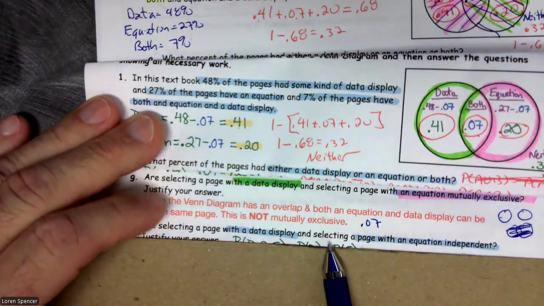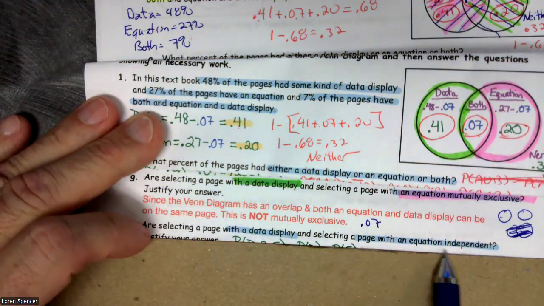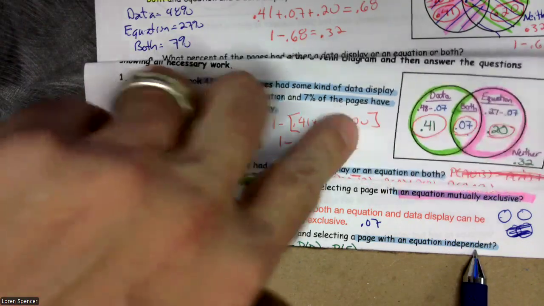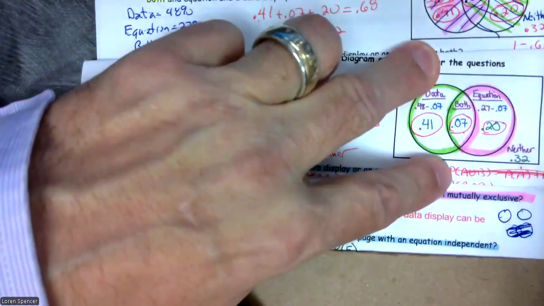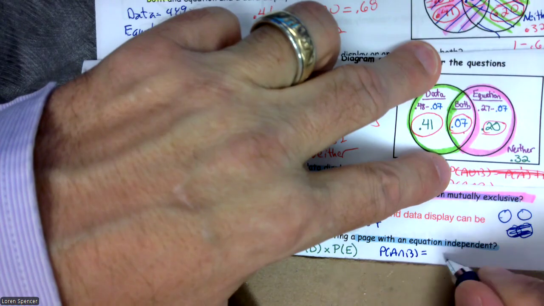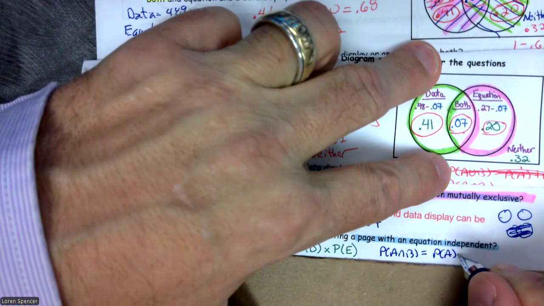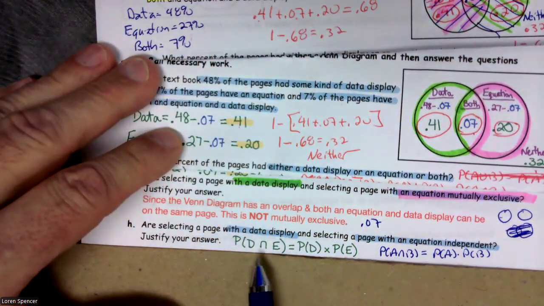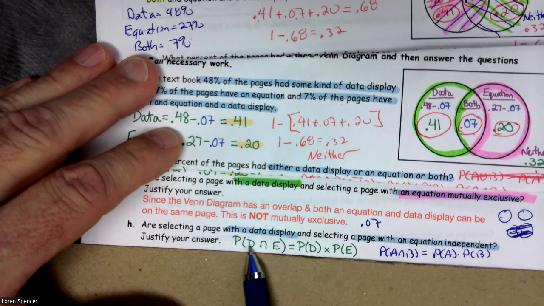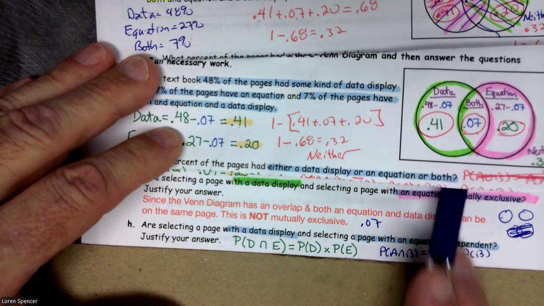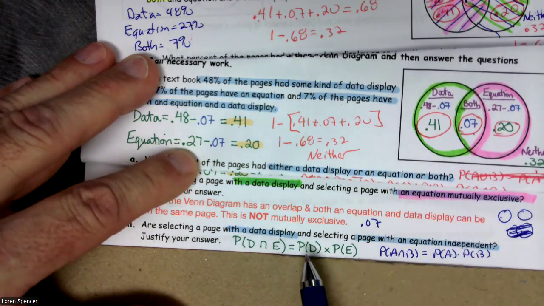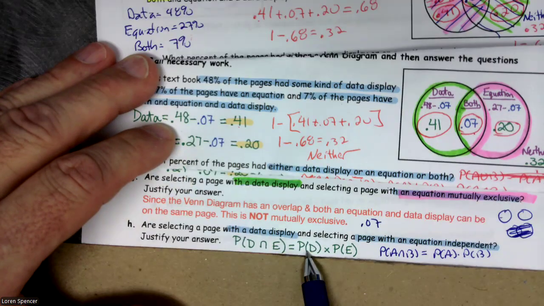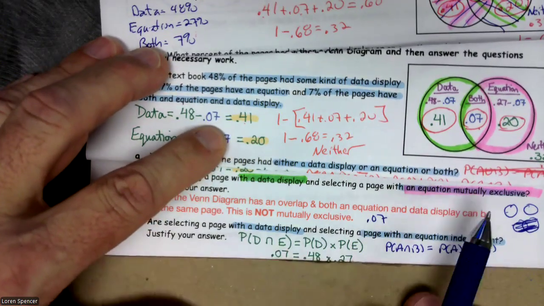Are selecting a page with a data display and selecting a page with an equation independent? Okay, this requires a new formula. Our new formula is the probability of the intersection: the probability of A and B equals the probability of A times the probability of B. But we're not working with that, we're working with D and E. So the probability of the intersection, which is 0.07, has to equal 0.48, the probability of data, times the 0.41.